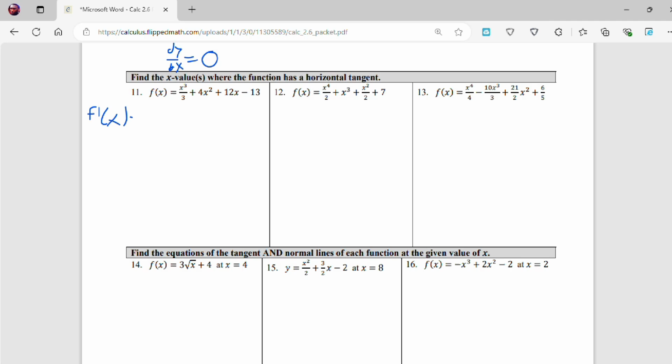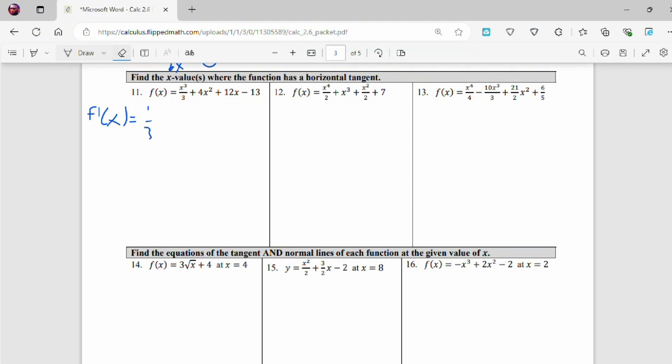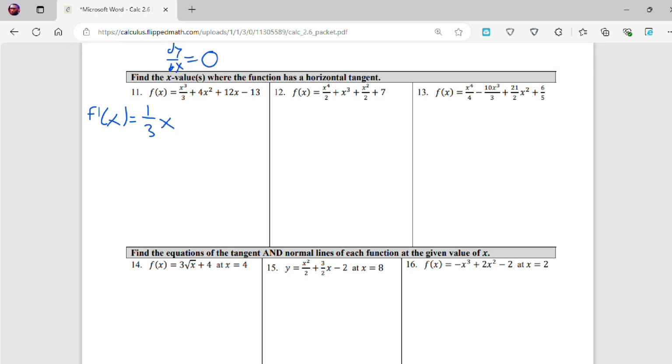f prime of x equals... we have the sum and difference rule, so we're going to find the derivative of each term. x cubed over 3, rewrite that as 1/3 times x cubed, and then we're just going to bring down the rest. We know the power rule, we bring down the exponent. 1/3 times 3 is 1, and then x stays. 3 minus 1 is 2.